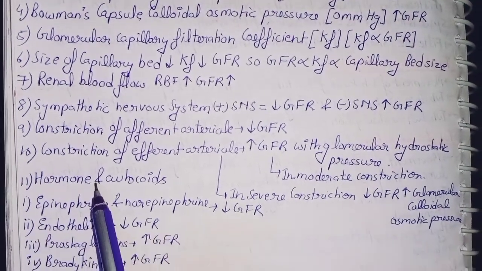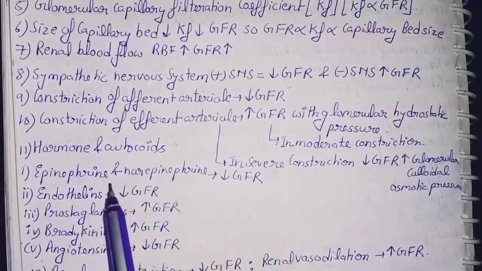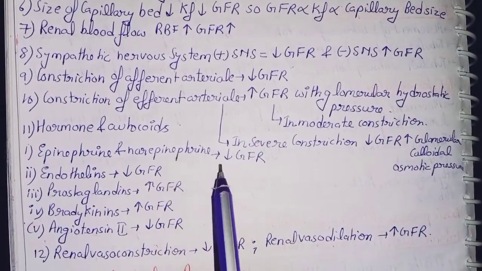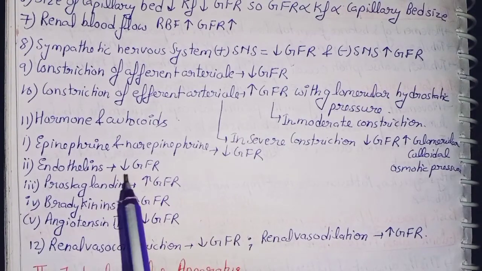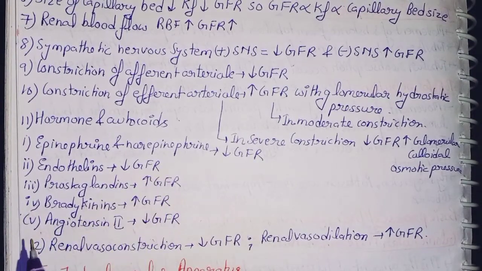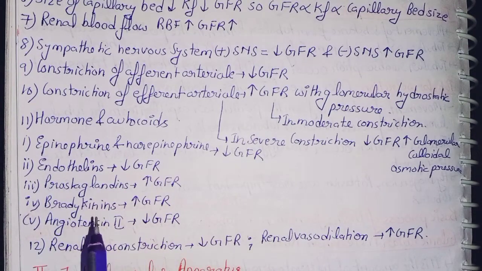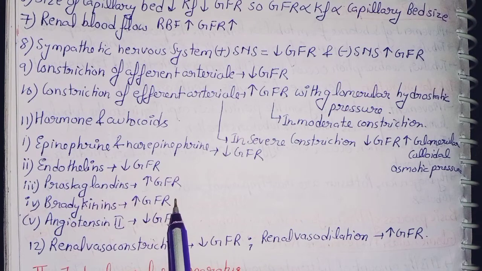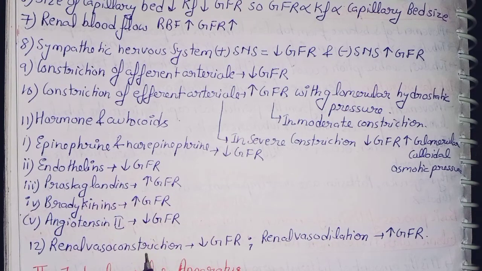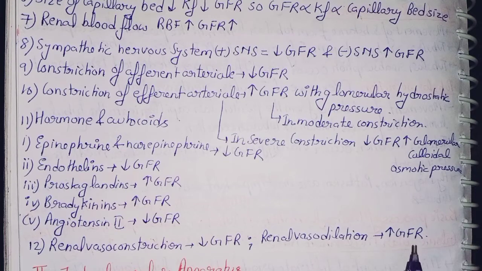So hormones and autacoids: epinephrine and norepinephrine will decrease the GFR. Endothelins will also decrease the GFR. Prostaglandin will increase the GFR. Bradykinin will increase the GFR. Angiotensin 2 will decrease the GFR. If renal vasoconstriction occurs, then GFR will be reduced. If renal vasodilatation occurs, then GFR will increase. So these are the factors that affect the rate of GFR.